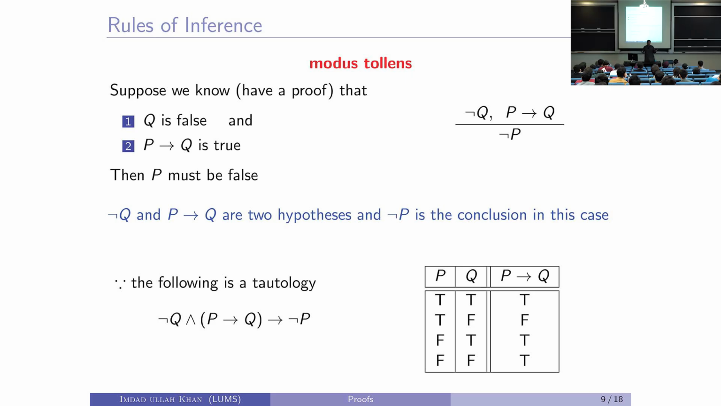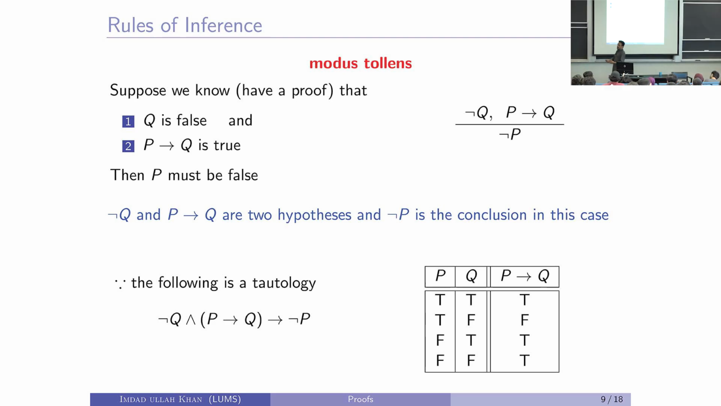P implies Q is true. That means if P is true, then Q must be true. Now Q is false. Then how can Q be false if P implies Q is true? The only way Q can be false is when P is not true, and the condition isn't met. So the condition isn't met, then P implies Q is true, but because Q is false, P must be false, right? Okay. And you can see that when P implies Q is true and Q is false, we are talking about the last row only, right?